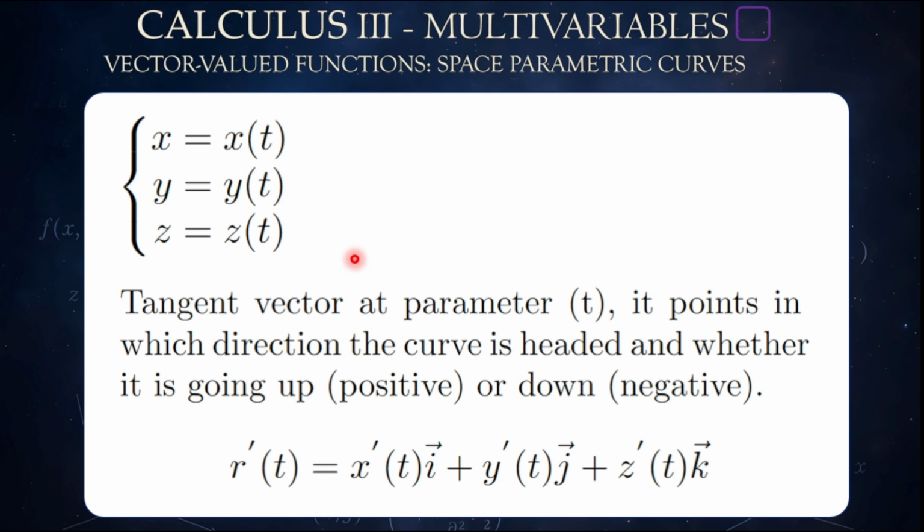Tangent vector at parameter t. What is the tangent vector? It points in which direction the curve is headed, whether it is going up, which means it is positive, or down, which means it is negative. Okay, the tangent vector, just like in Calculus 1, it shows us how the slope is changing of the curve, whether it is positive, so the curve is heading upward, or downward when it's negative. It is the derivative of r(t) in respect of t on the 3 directions, x, y, and z.